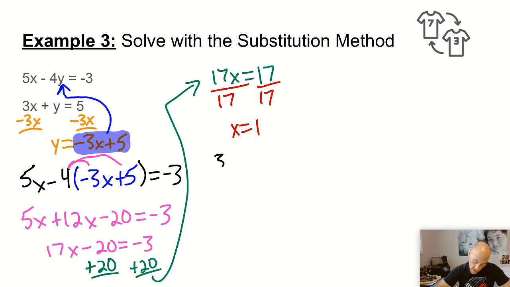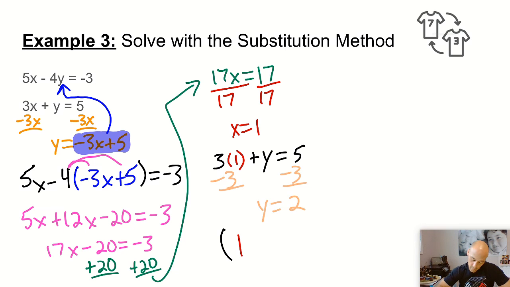So I have 3 times 1 plus y is equal to 5. Well, this is 3. So to solve here, I can subtract 3 from both sides, and I get y equals 2. So my solution to this system is the point 1, 2.